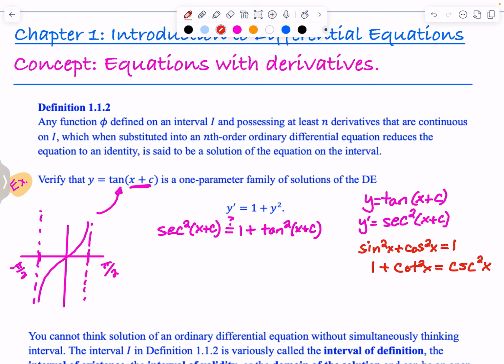The other one I can do by dividing by cosine squared. So I go back up here. Sine squared divided by cosine squared is tangent squared. Cosine squared divided by cosine squared is 1. 1 divided by cosine squared is secant squared. And you can see that that identity verifies this. So it was a solution. That's it. They're going to be a little bit more complicated than that. This time we got lucky that as we plugged it in, it was literally a trig identity.